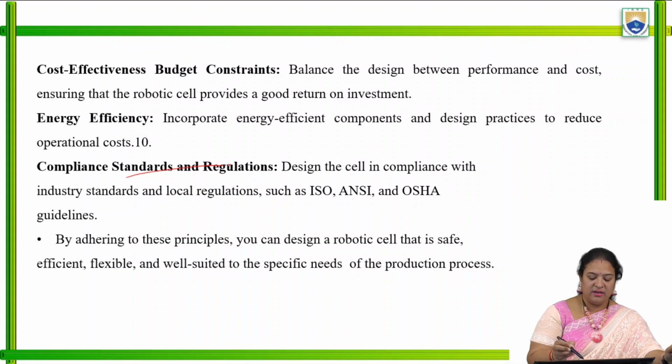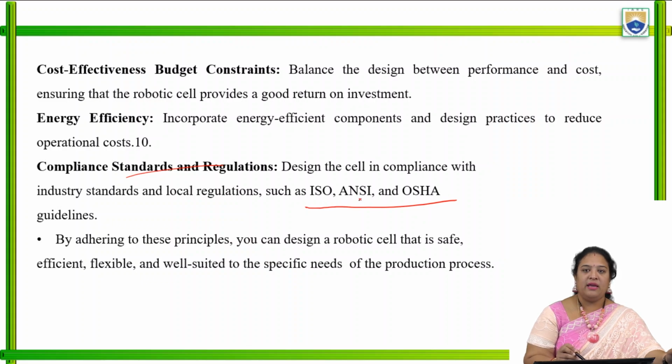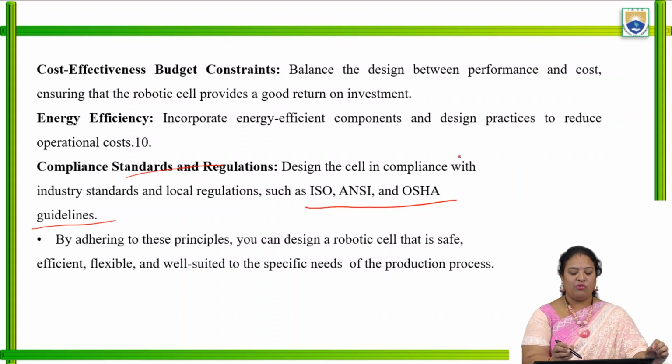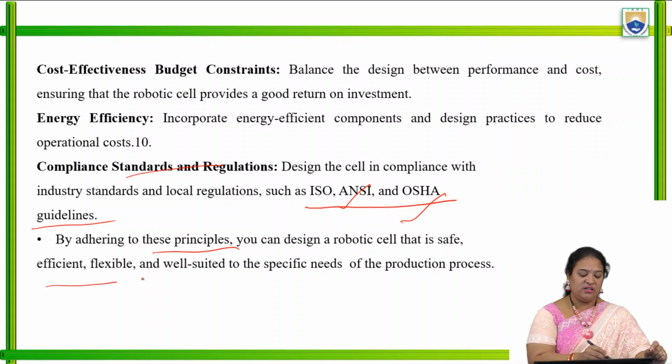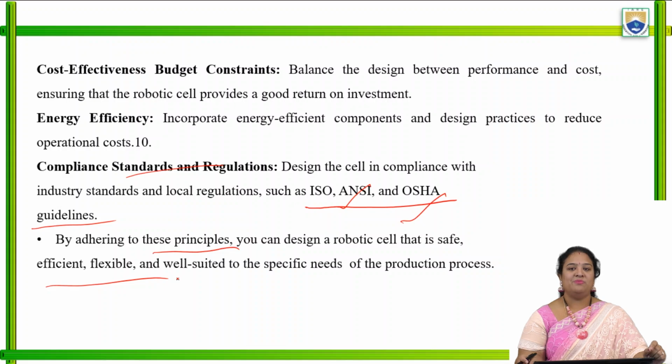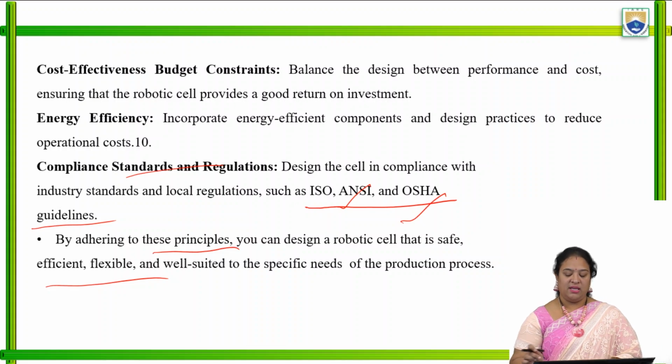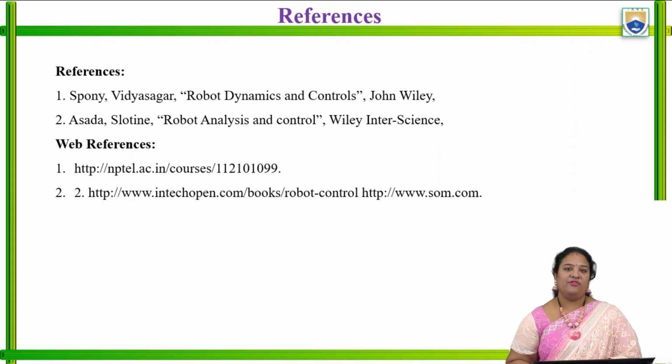And coming to the standard regulation, we should follow the ISO, ANSI or OSHA guidelines. In order to design any particular robot, we need to follow ISO principle, ISO regulation, or ANSI or OSHA type of the guidelines in order to get a good design principle, that is designing a robot cell that is safe and which is very efficient and flexible and well suited to the specific needs of the production process is very important, right? So these are the differences which you have gone through for this particular topic.